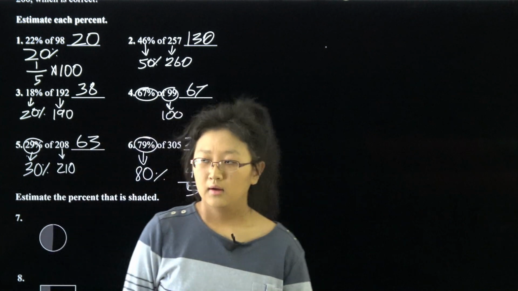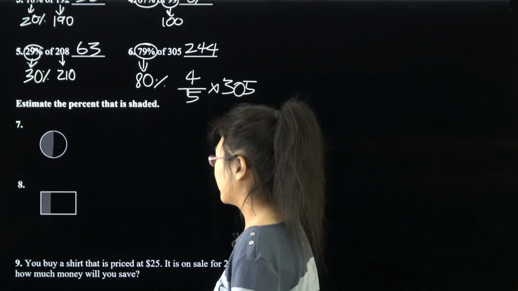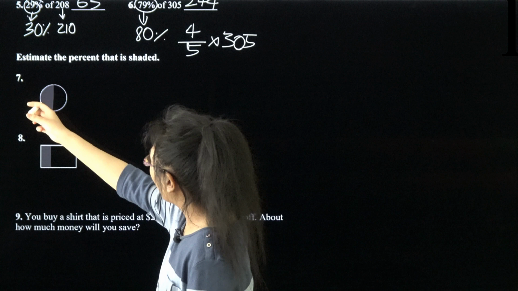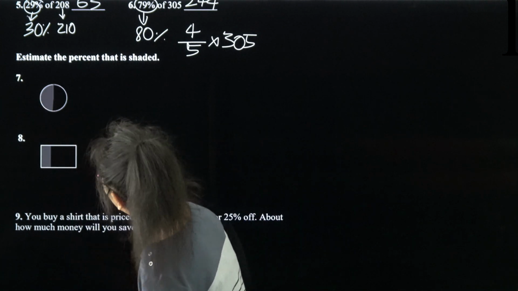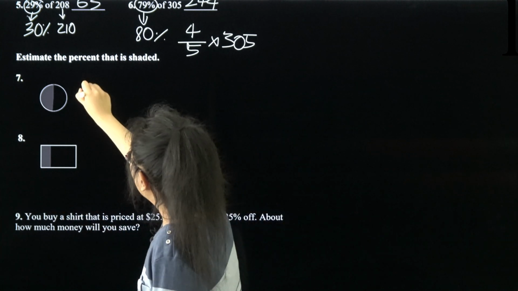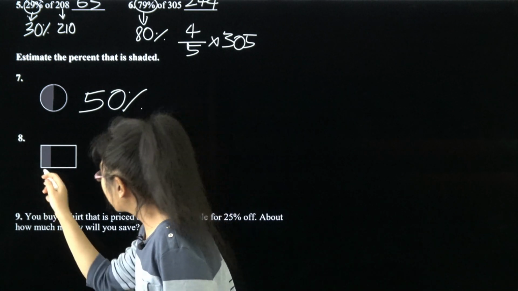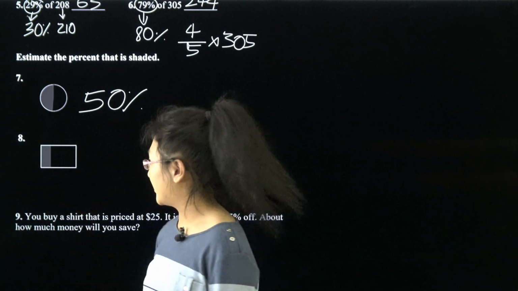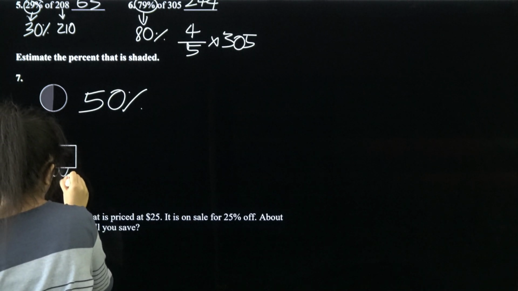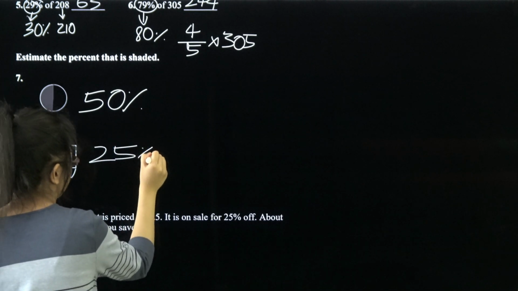Alright, so now that part is done, and oh look, we have pictures that we have to estimate, and a word problem over here. So this looks to be around 50%. It's slightly less, but it's close enough, so we'll say that it's 50%. And this one looks close to 25%, so we'll just say it's 25%.